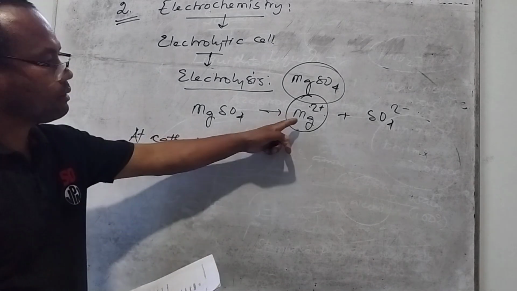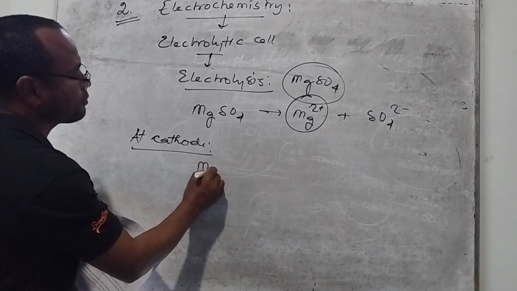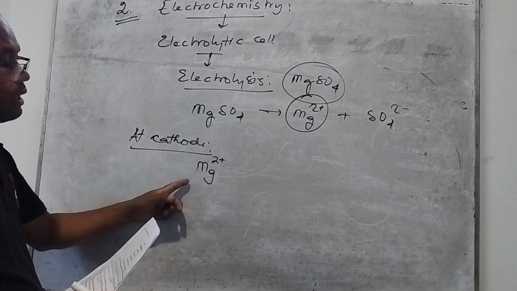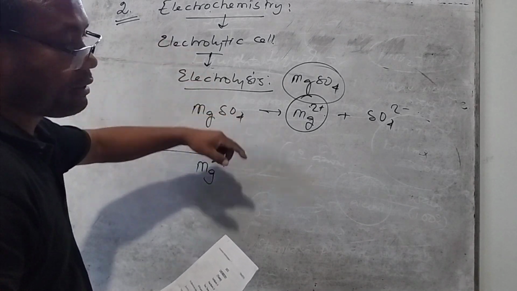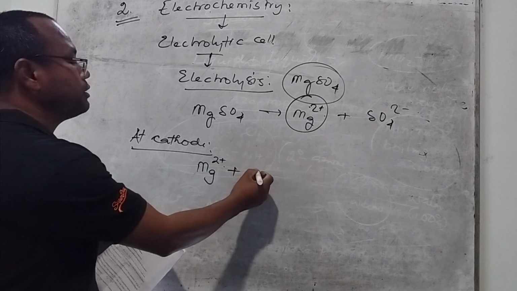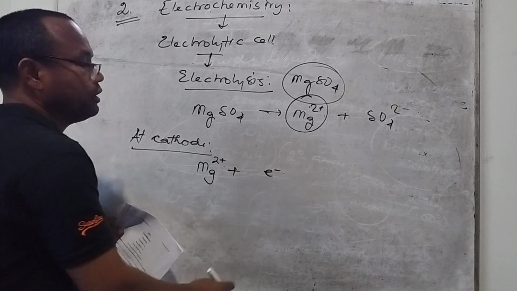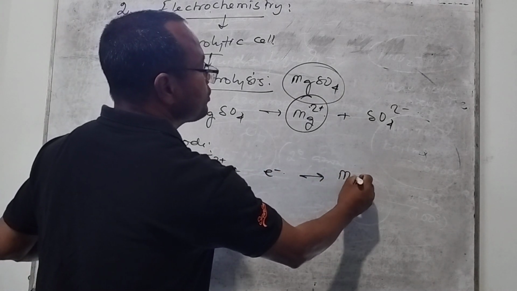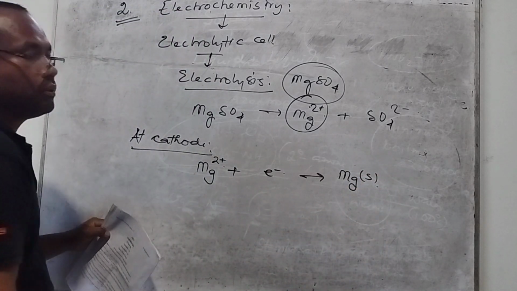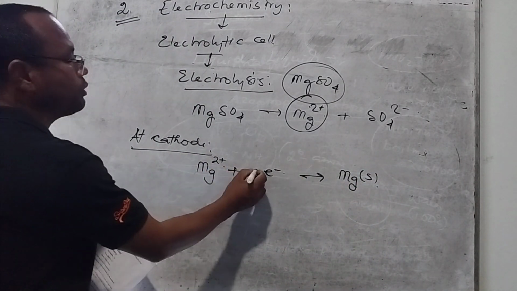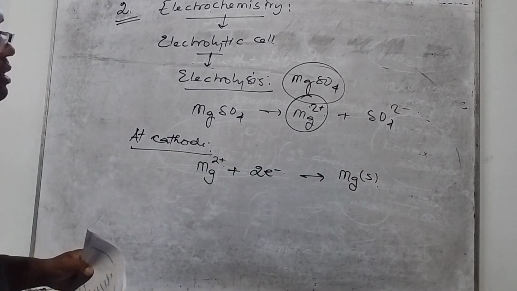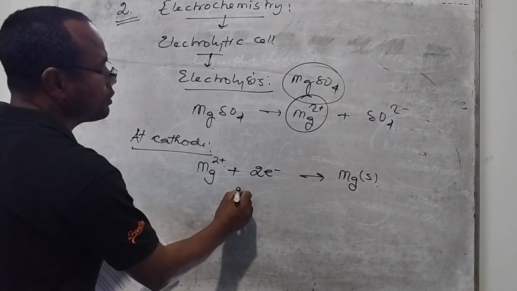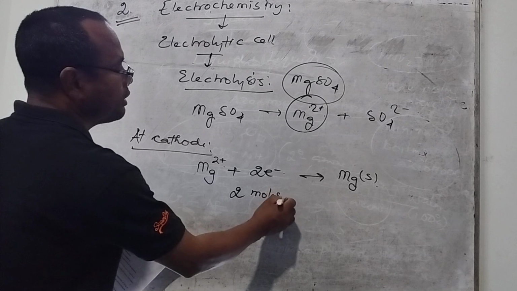Now we are going to write Mg2+. During the electrolysis, when we pass in electricity, we receive electrons. How many electrons do we receive to convert this Mg2+ into magnesium metal, the solid deposited at the cathode? 2 electrons. This number of electrons we write in terms of moles. How many moles of electrons? 2 moles. We remember it, right?